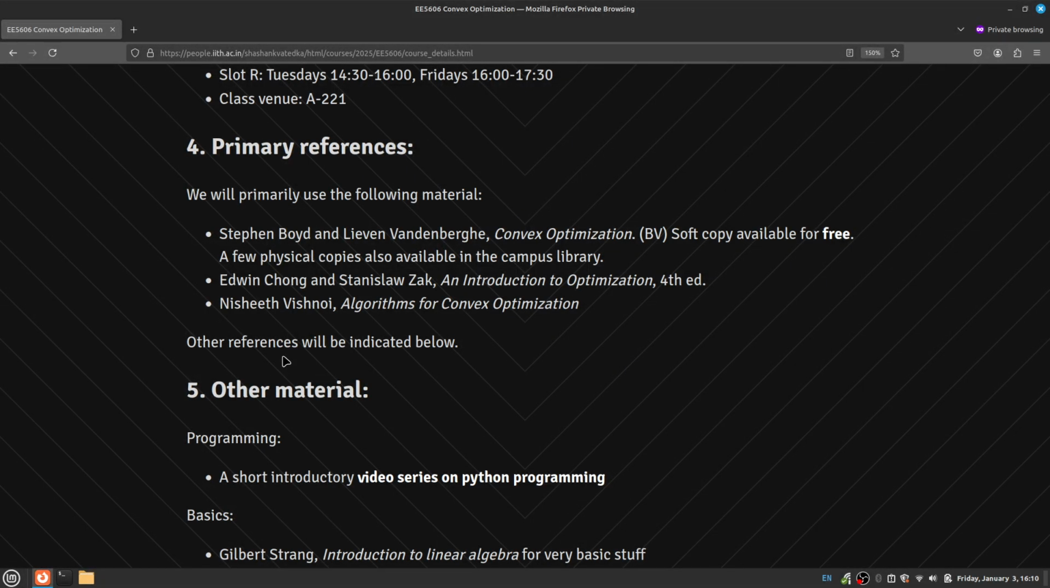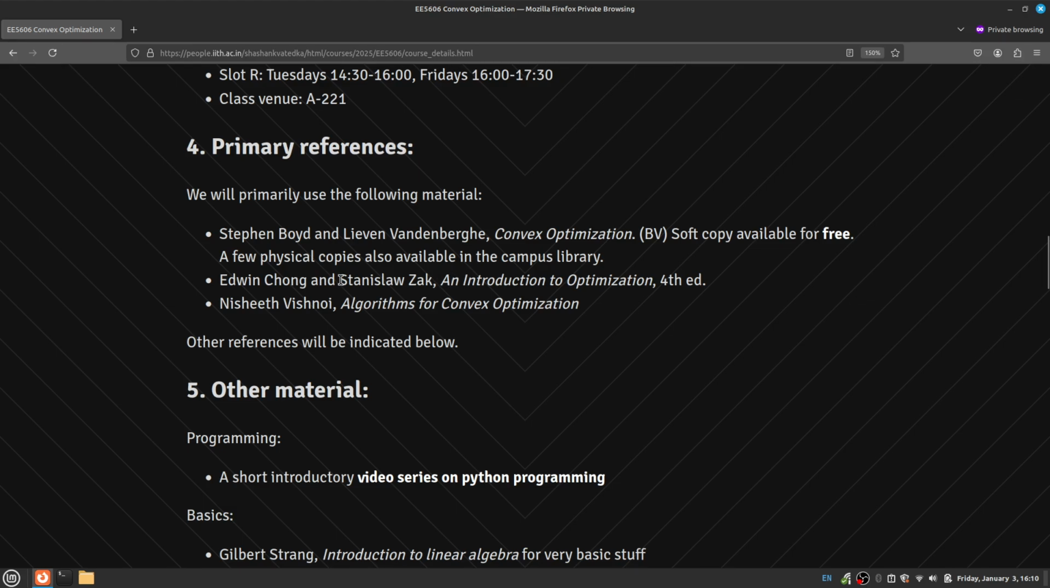References and other material will also be shared on the course webpage. For the first few lectures, I won't follow any fixed reference. I'll point you to material and you can see the lecture notes. But for a large part of this course, I'll follow this book by Stephen Boyd and Lieven Vandenberghe. It's called Convex Optimization. There are a number of copies available in the campus library, but you can also get a soft copy available for free from the website. A link is also provided on the course webpage, right?